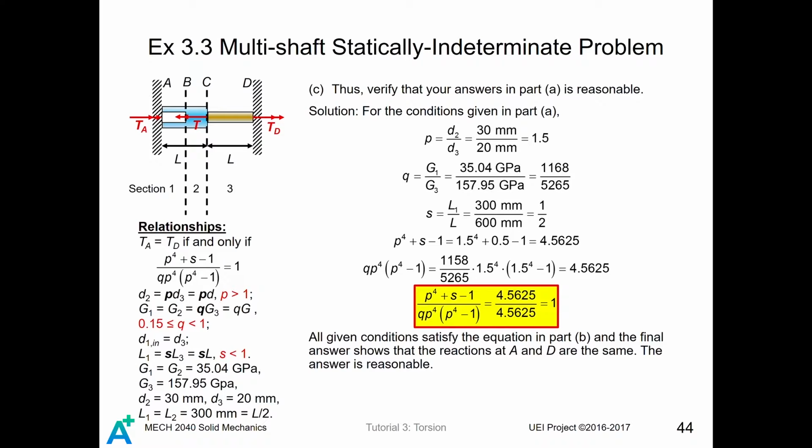All the given conditions in part A satisfy the equation in part B. The final answer shows that the reactions at A and D are the same. Consequently, our answers in part A are reasonable.